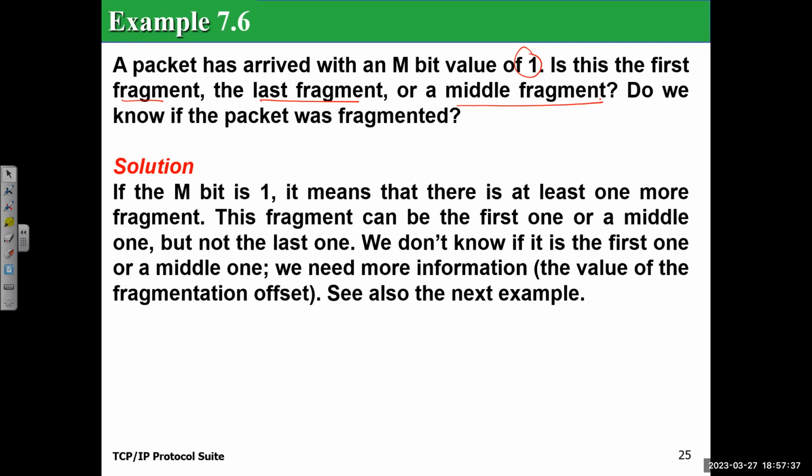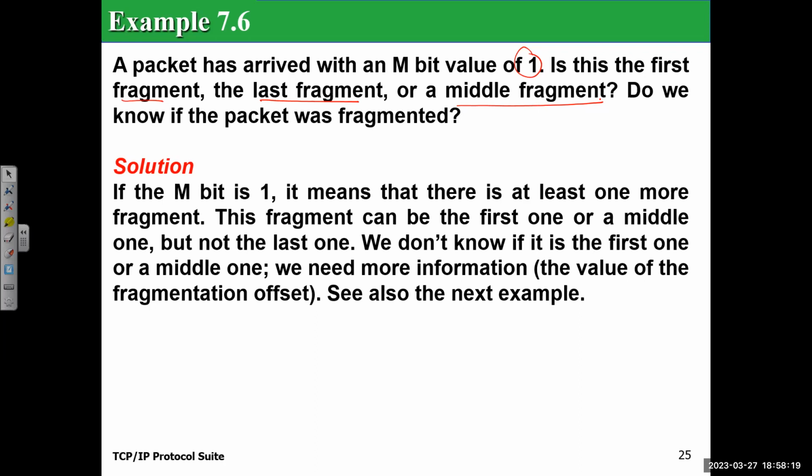But how can we tell if it's the first? From the offset. If the offset equals 0, then you can tell it's the first. Can you tell if it's middle? If the offset is not 0, it means it's either middle or maybe last too. If the offset is 0, it's first, but if the offset is other than 0, it can be middle or last. How do you know the last? That's easy, because M is going to be 0.